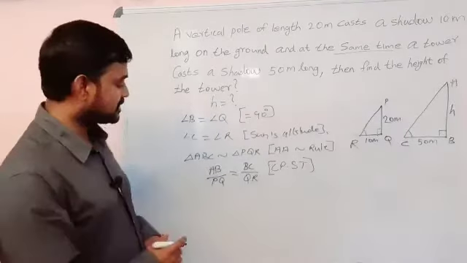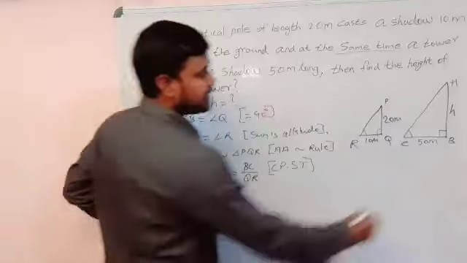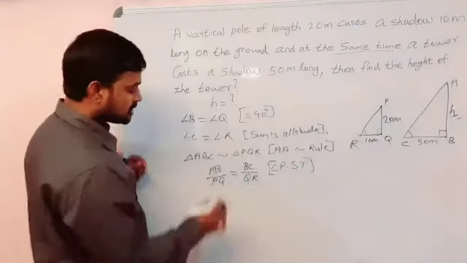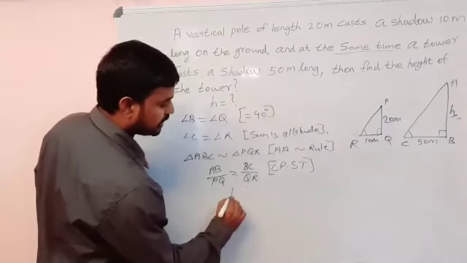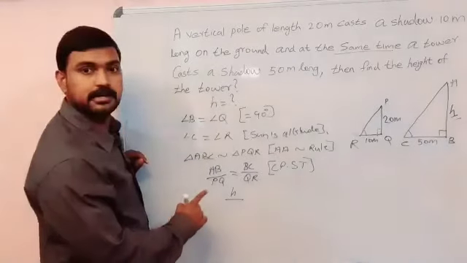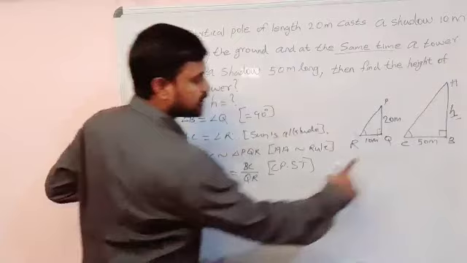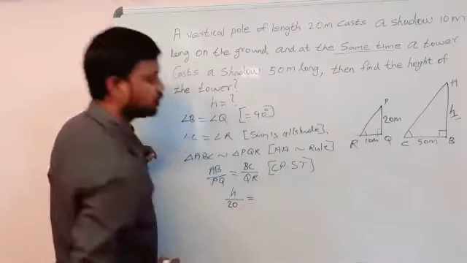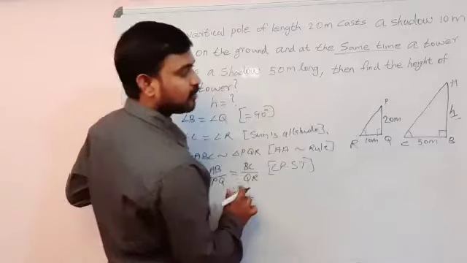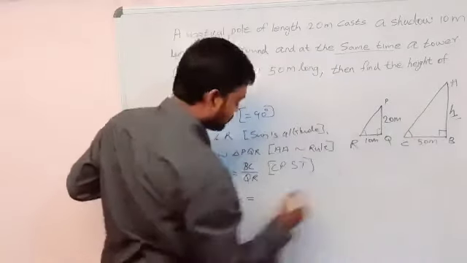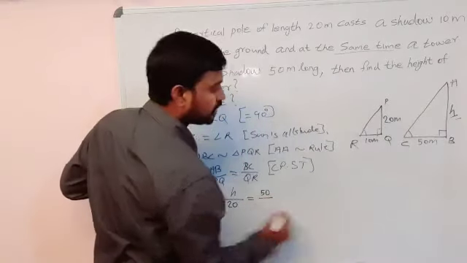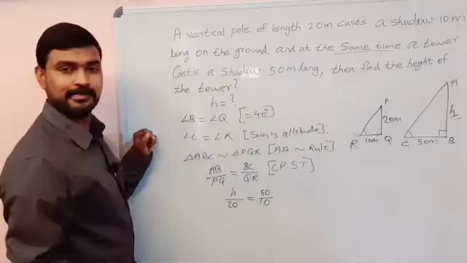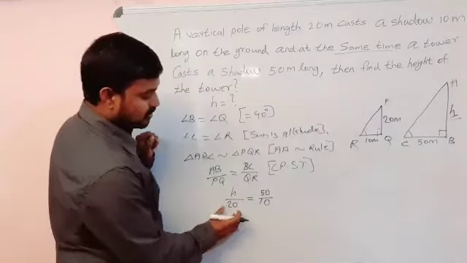So my dear students, what is AB? AB is the height of the tower, which we marked as H. So instead of AB, we can mark H here. And here it is PQ. PQ is given as 20 meter. So we can write here 20, which is equal to BC by QR. What is BC? BC is 50 meter. So 50 by QR is 10. So 50 divided by 10. Now this 20 is dividing.